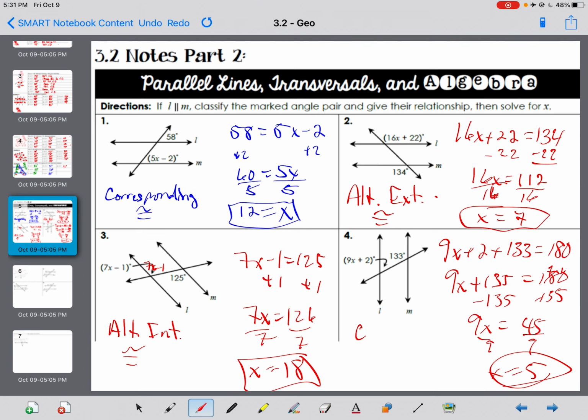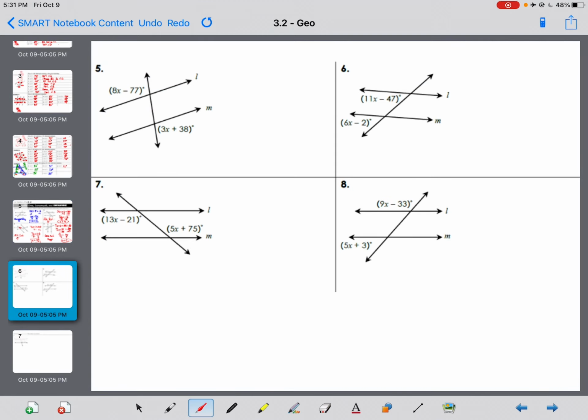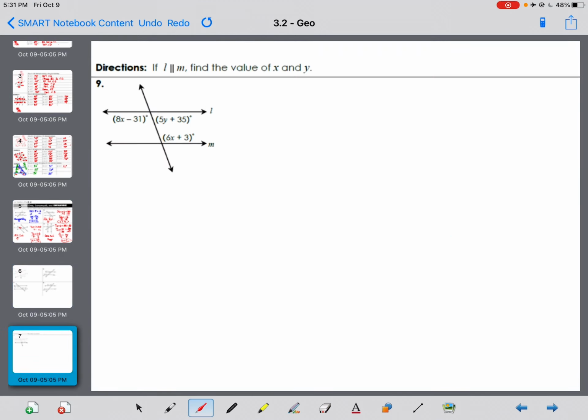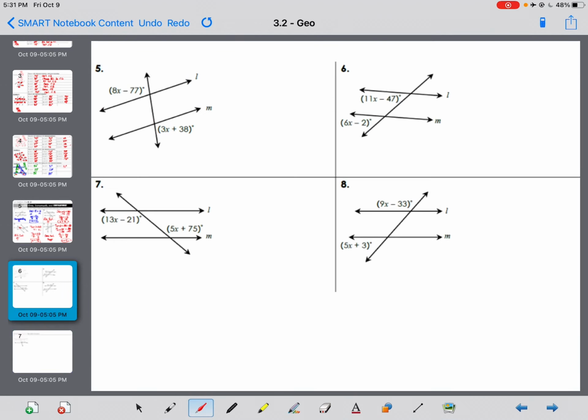And they were consecutive interior angles, and that makes them supplementary. Forgot to write that down. Okay. That's my last one.